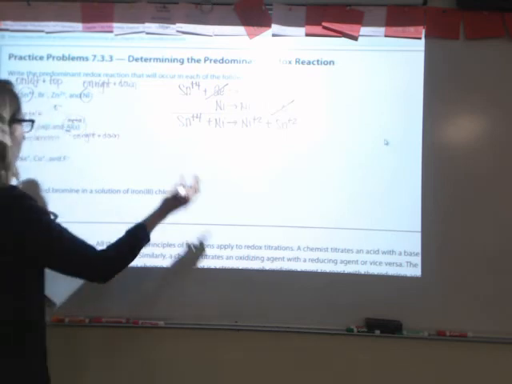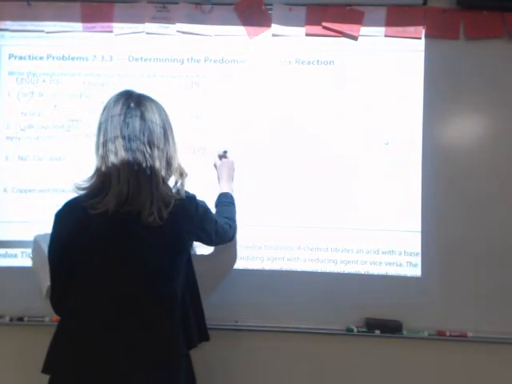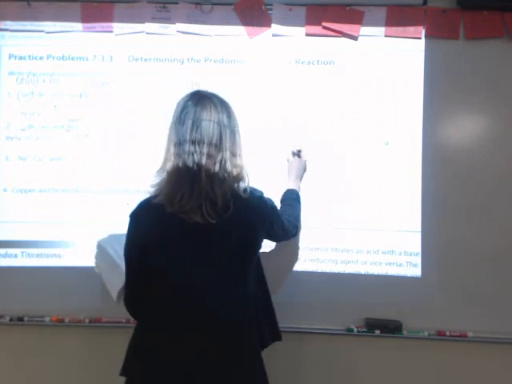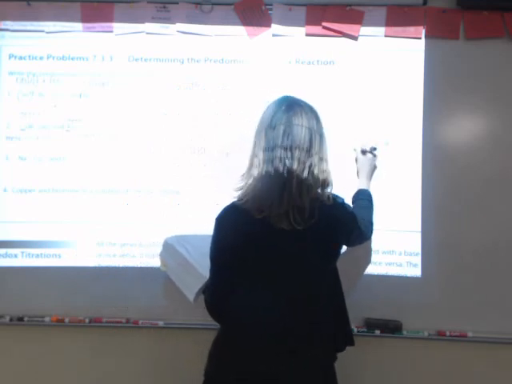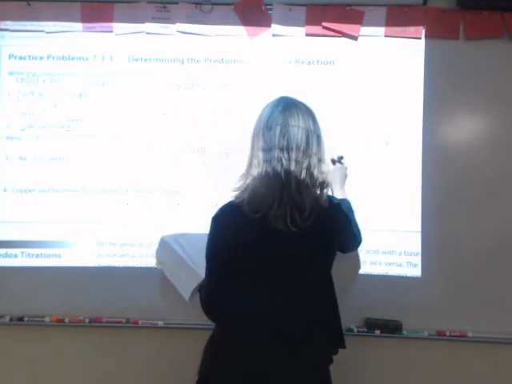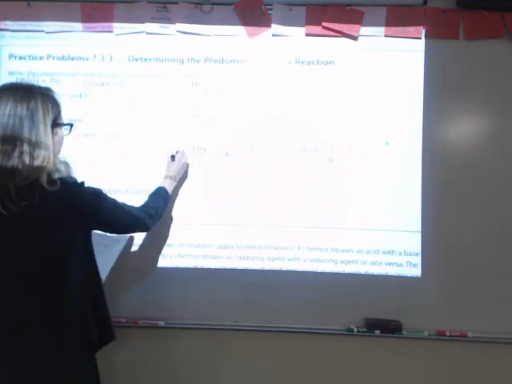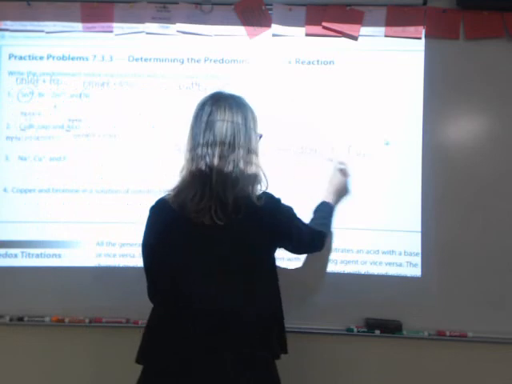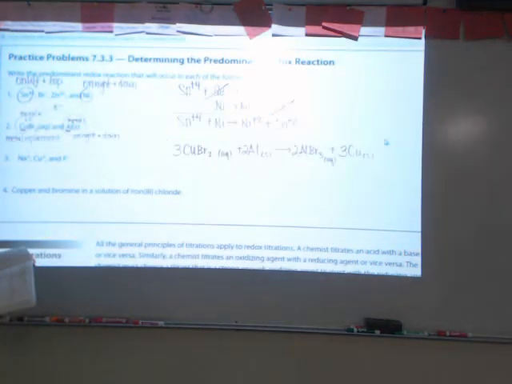So this being a single replacement reaction would be CuBr2 plus aluminum solid. Aluminum will combine with bromine, you'll get AlBr3, and then you'll kick out copper metal. And then in order to balance it, you need a 3 in front of CuBr2, a 2 in front of Al, a 2 in front of AlBr3, and then a 3 in front of copper.